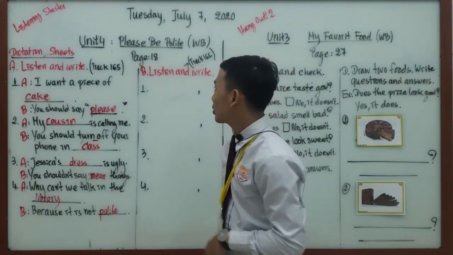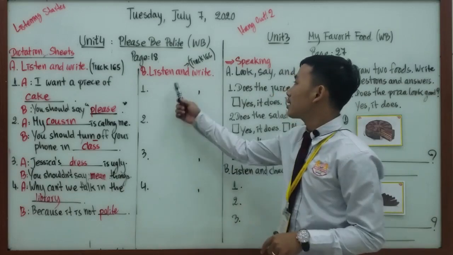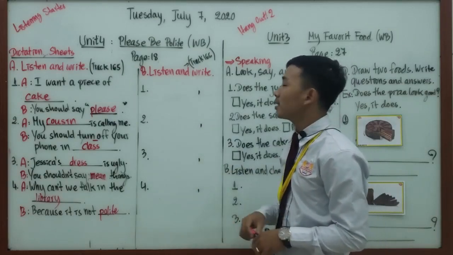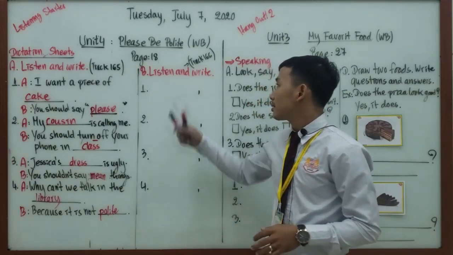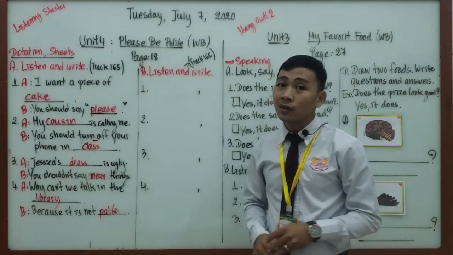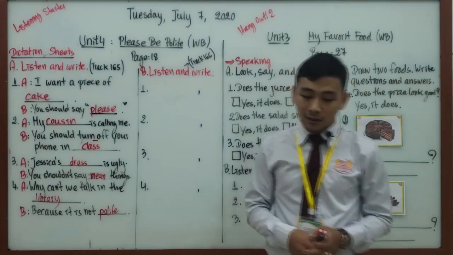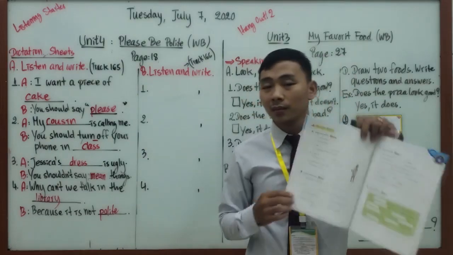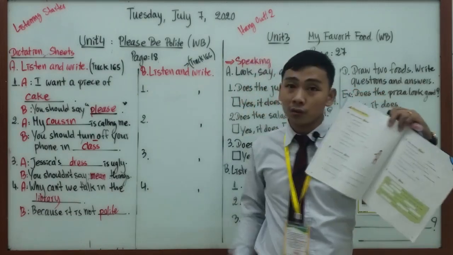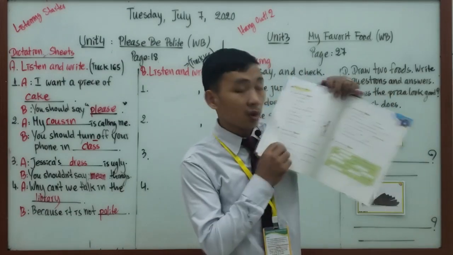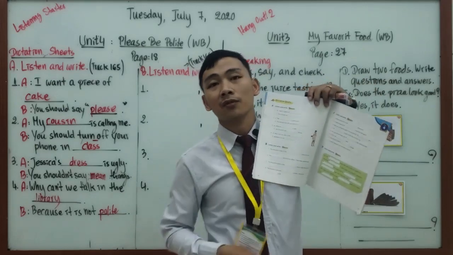That's good. So now let's move to section B. Listen and write. Track 166. In this section, everyone, I will show you the exercise here, because there are a lot of sentences, so I cannot write them here. I will just write the answer for you.